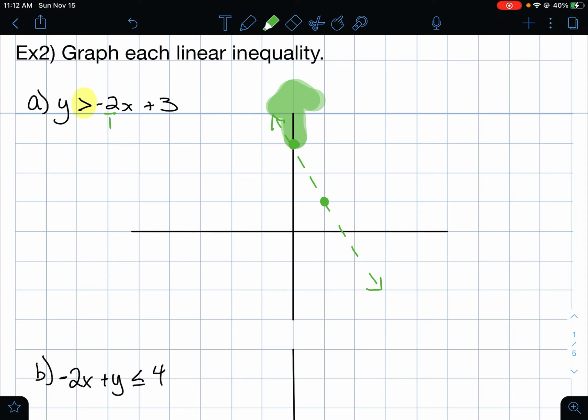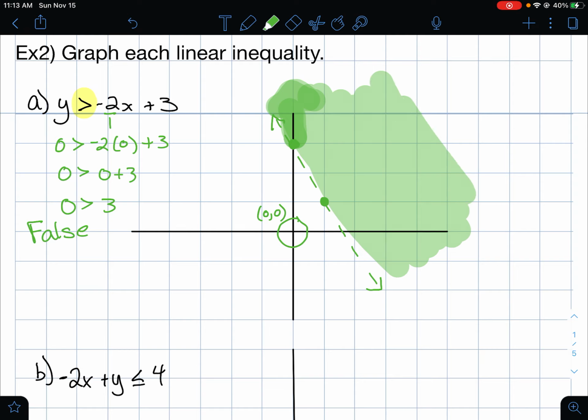The other way you can do this is you can pick any ordered pair on the entire graph that's not on that line. Typically, the easiest one to choose is 0, 0. So I'm going to plug in 0 for my y and 0 in for my x. So when I do that, I get 0 is greater than 0 plus 3. 0 is greater than 3. In this case, that is a false statement, and I have to shade the side of the line that is true. So since 0, 0 is below or on the left side of the line, I have to shade the right side or above the line.